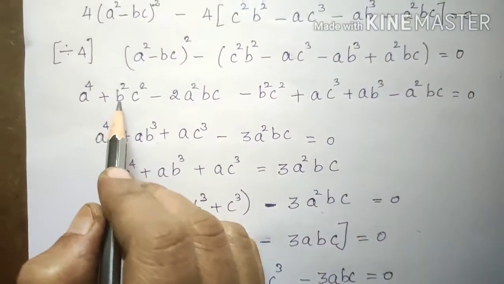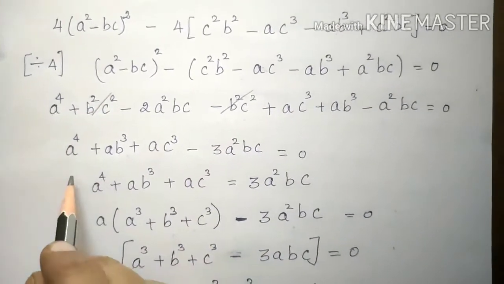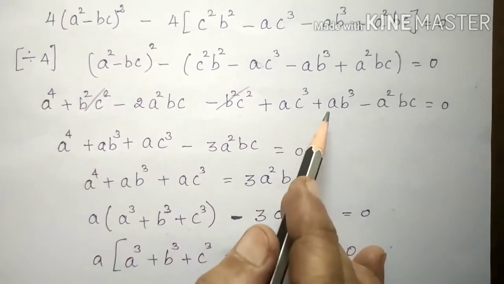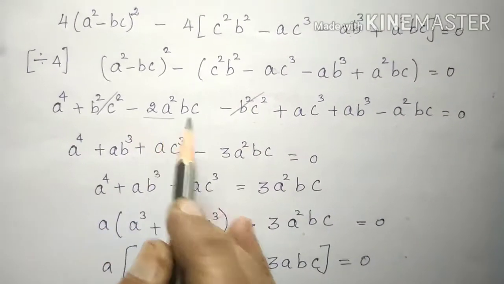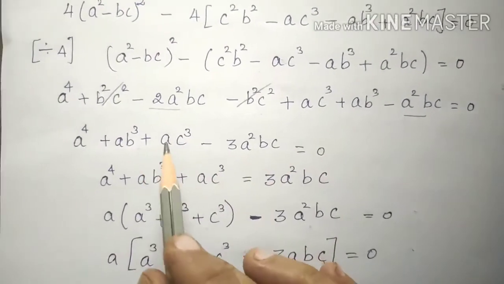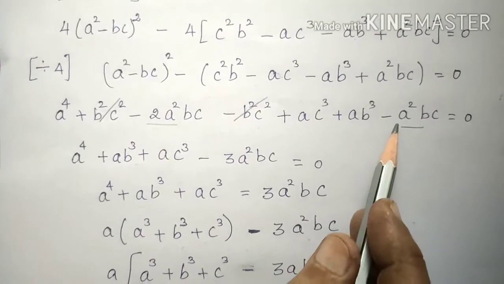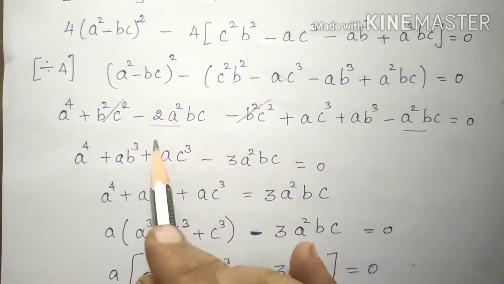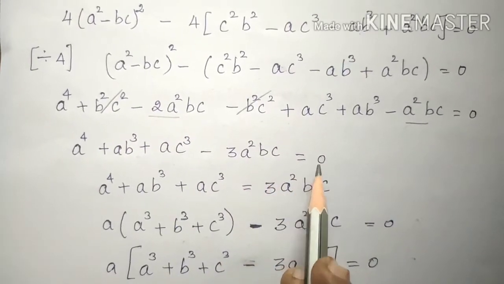Here plus b squared c squared and minus b squared c squared get cancelled. I wrote a power 4 as it is, then a b cube, then a c cube. Minus 2 a squared bc and minus a squared bc are like terms, so we can add their coefficients: minus 2 and minus 1, since no number means 1. So minus 2 minus 1 gives minus 3 a squared bc, equal to 0.